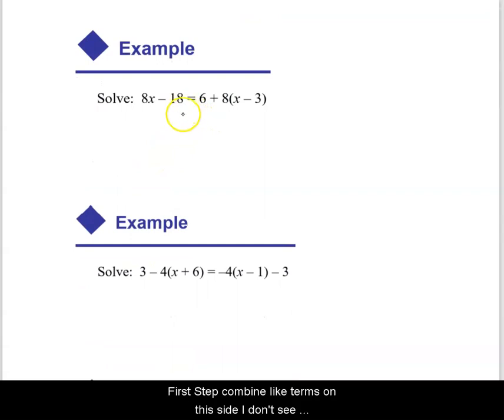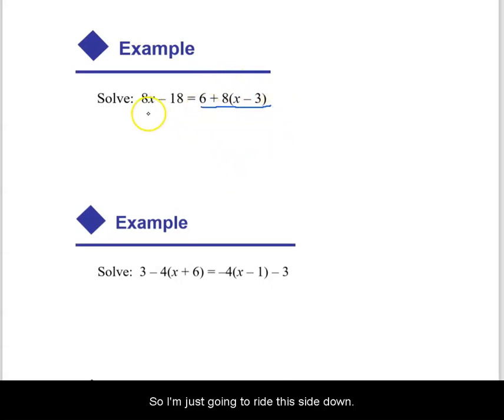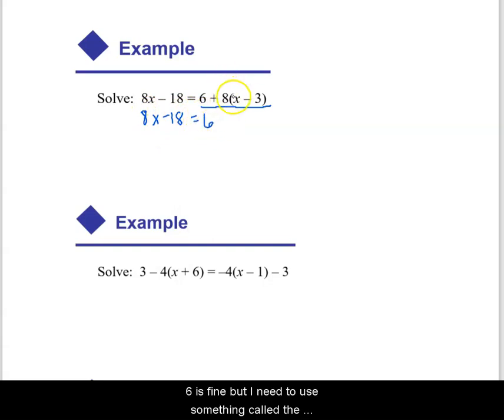Okay. First step, combine like terms. On this side, I don't see anything I can put together. On this side, there may be something I can put together, but it looks like there's a little bit of work for me to do here. So I'm just going to write this side down. 6 is fine, but I need to use something called the distributive property to get rid of those parentheses. In the distributive property, you take the number in front of the parentheses and you multiply it by both of the things in the back. So 8 times x would be a positive 8x. 8 times negative 3 would be a negative 24. Okay? So I got rid of the parentheses.